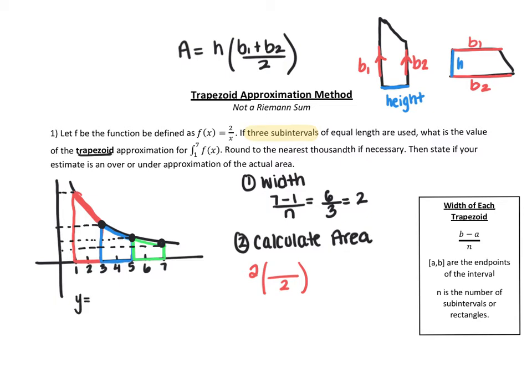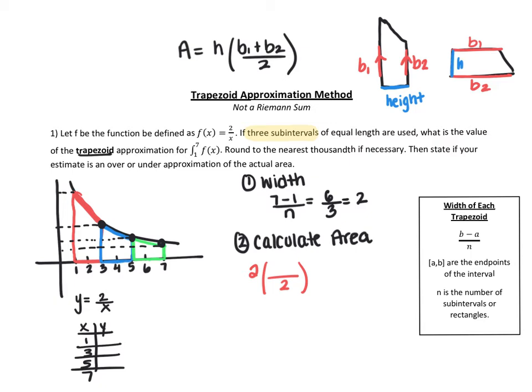So go back to the y equals and put in 2 divided by x, and this time we want our heights to be at 1, 3, 5, and 7. So take a couple minutes, pause the video, get those values, and then hit resume when you're ready for the answers.